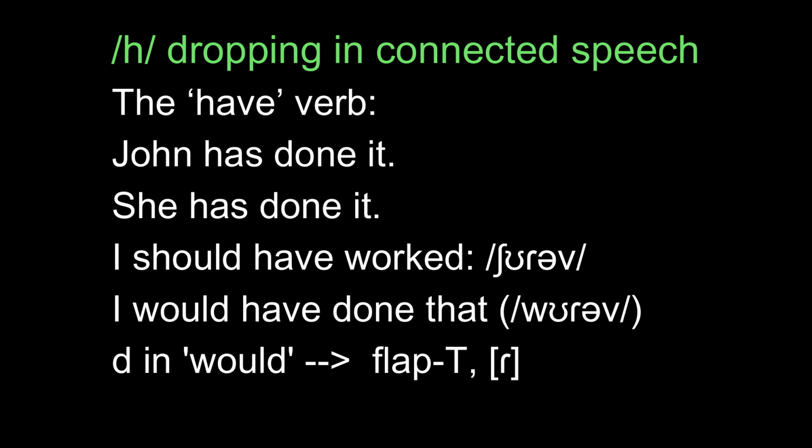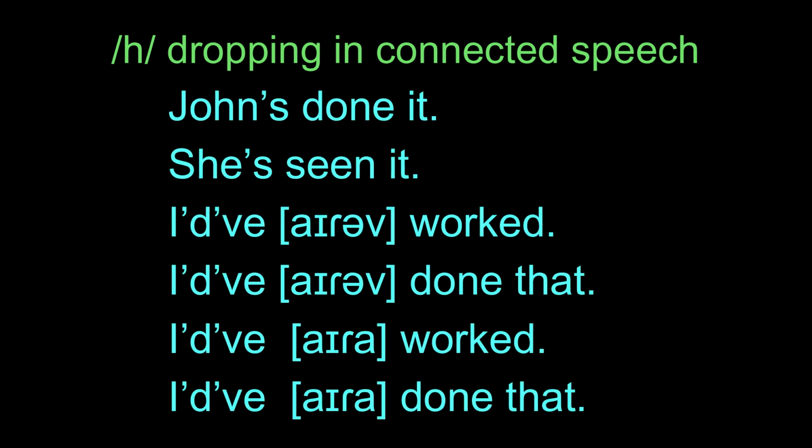These sentences can be even more shortened through contraction where the vowels of function words are also dropped. John's done it. She's seen it. I'd have worked. I'd have done that. In the most rapid speech, common in American English, the final consonant of the function word may also be dropped. I'd have worked. I'd have done that.